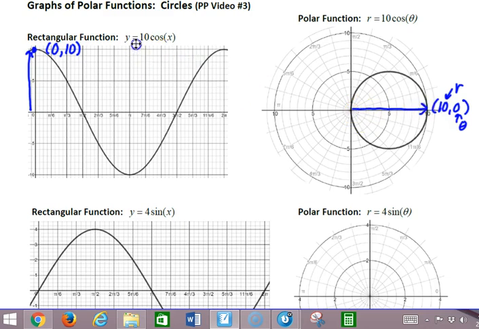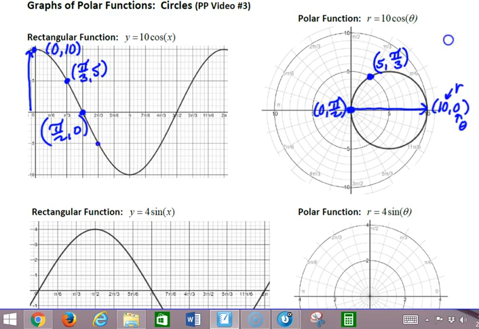Now, if we go down to another fairly nice point here, we have this point (pi over 3, 5). This would translate in polar form to (5, pi over 3). So 5, pi over 3 is the point that has a radius of 5 at an angle of pi over 3. That's that point here. Then we go to (pi over 2, 0). That would correspond to a point that has a radius of 0 and an angle of pi over 2. So if it has a radius of 0, it's just right at the origin.